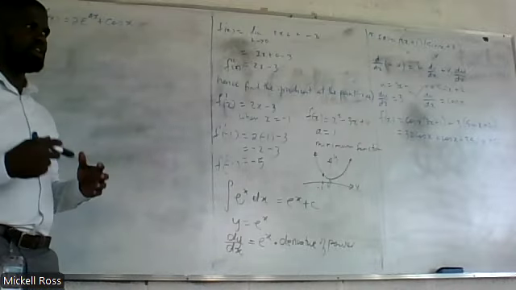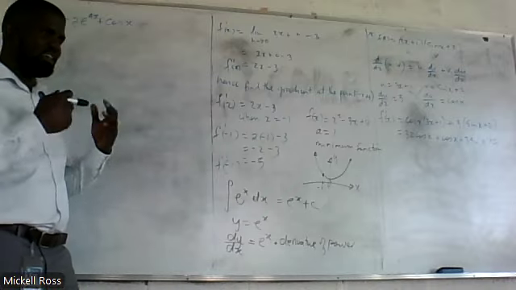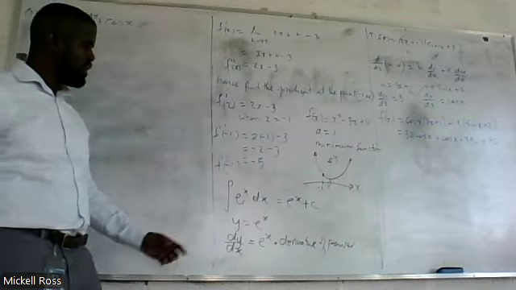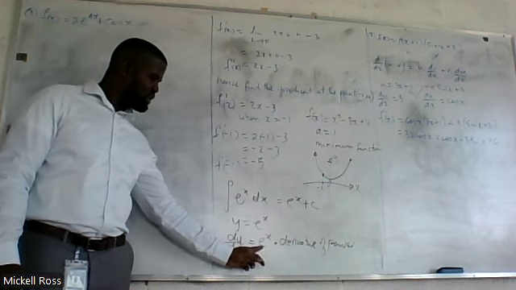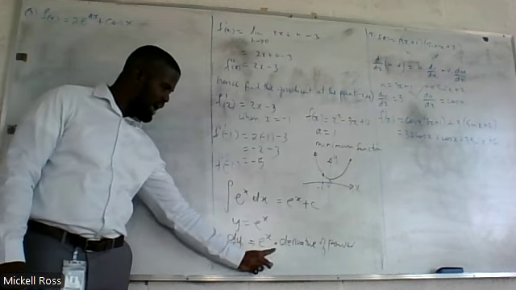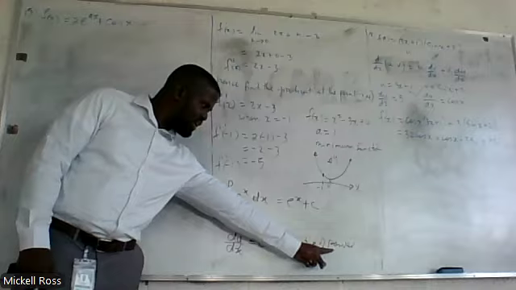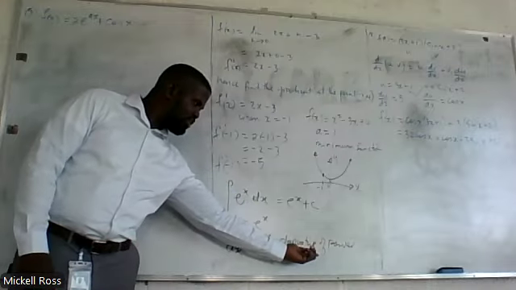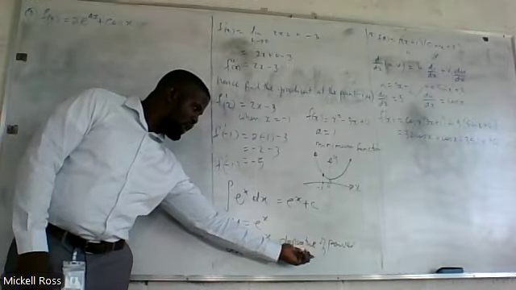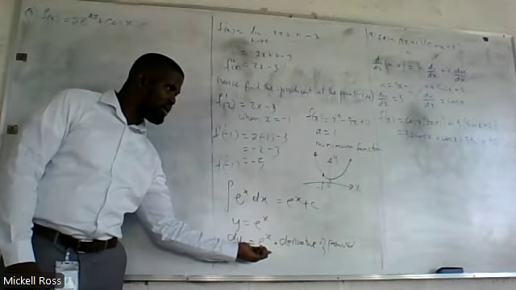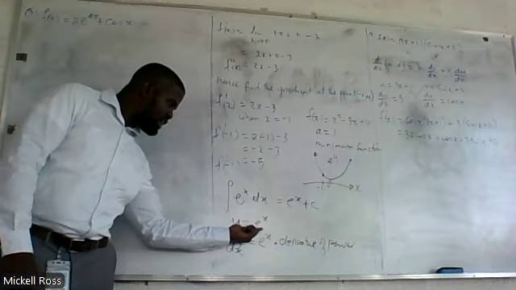Let's go again. What is the derivative of e to the x? E to the x. How is that so? Because the derivative with respect to x is just going to give you back e to the x times the derivative of the power. What is the derivative of the power? 1. 1 times e to the x gives you back e to the x.